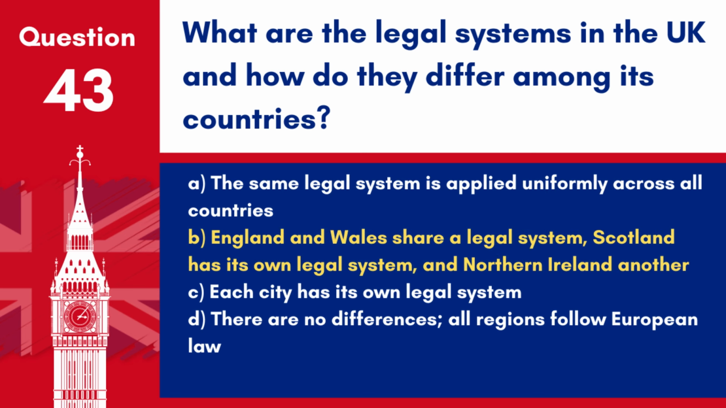Answer: B. England and Wales share a legal system. Scotland has its own legal system, and Northern Ireland another. The UK has 3 distinct legal systems, one for England and Wales, one for Scotland, and one for Northern Ireland, each with its own unique legal practices and institutions.